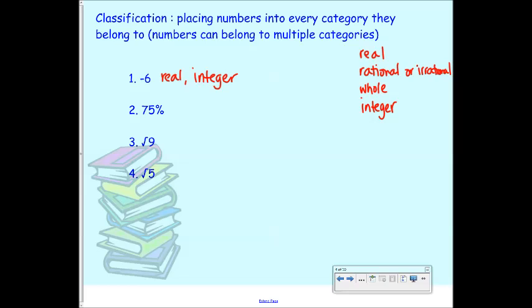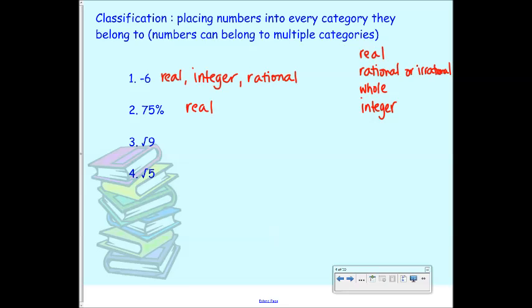What about 75%? I don't know. Well, it's definitely real because it doesn't have an i. But is it even really a number right now? No, it's a percent. So I need to turn it into a number we're familiar with first. So I want to either turn it into a fraction or a decimal. I think it's probably easier to turn it into a decimal. What decimal is this? 0.75. So now it's still, Reggie's right, it's still real.